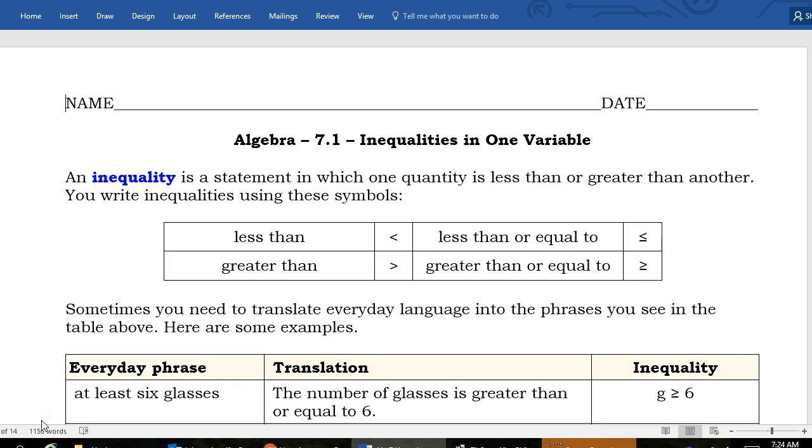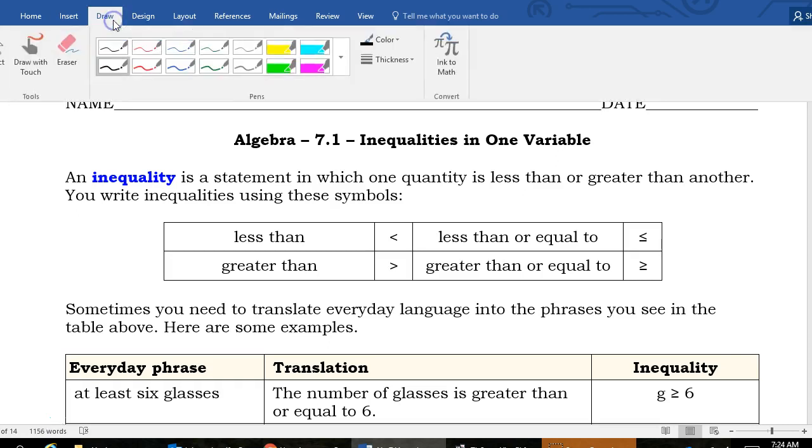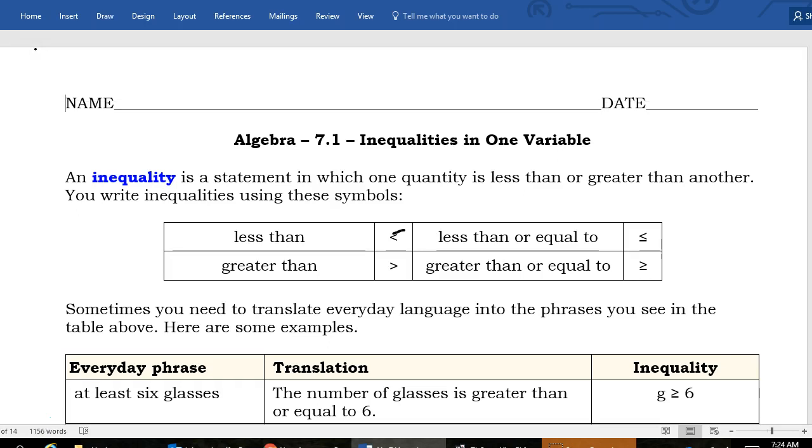So less than is, just trace over it, this one right here. Greater than is this one right here. Less than or equal to is the same as this less than, but the line underneath means "or equal to." And greater than or equal to is the same as this greater than, but the line underneath means, again, "or equal to." So you can write inequalities based on sentences that you might hear.